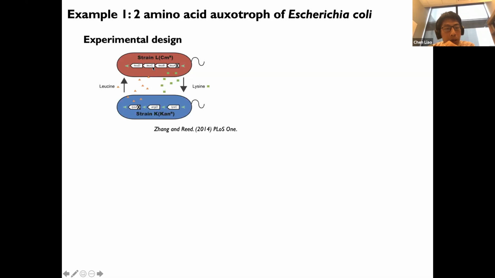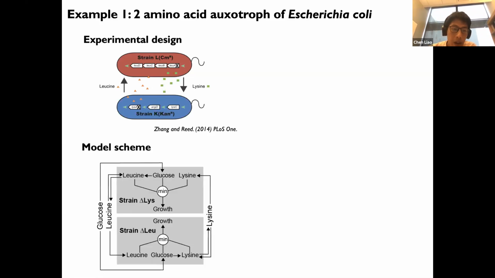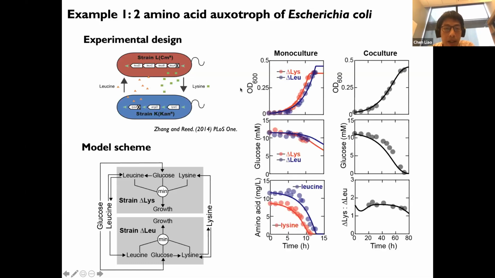Both the red and the blue cells, the leucine and the lysine auxotrophs, cannot grow in monoculture, but they can potentially grow in co-culture by using the amino acids that their partner can produce. Our model was developed to mimic the experiment using the framework I just described in the previous slide. And we showed that by fitting the data, we can find a set of biologically relevant parameters to reproduce the data very well for both the monoculture and the co-culture data.